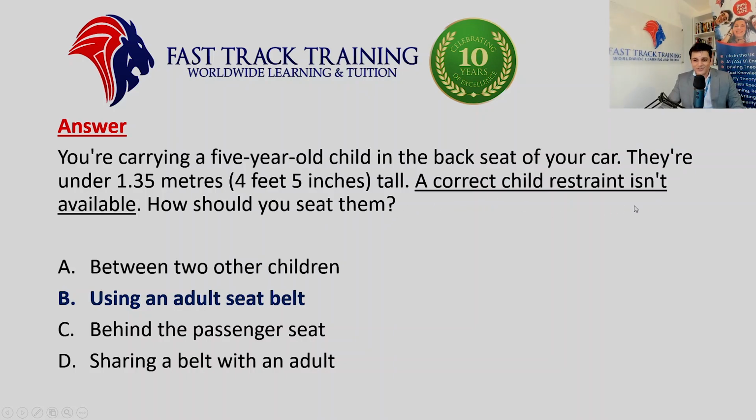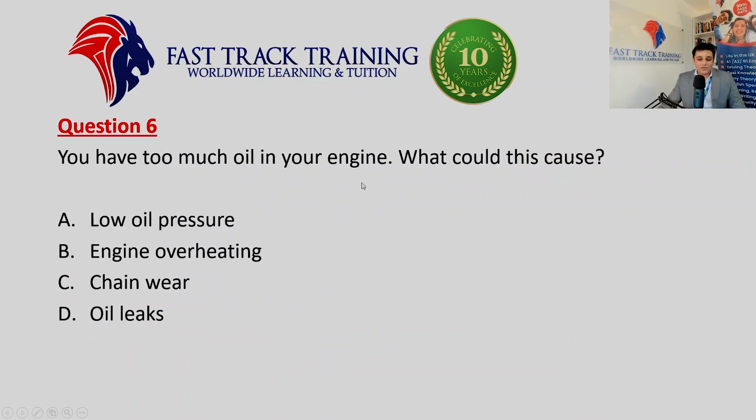So a correct child restraint isn't available, using an adult seatbelt. So you should seat them using an adult seatbelt if there's not a correct seat. You have too much oil in your engine. What could this cause? Low oil pressure, engine overheating, chain wear, oil leaks. Very simply, oil leaks. But do you see how A and D is very similar? Low oil pressure, oil leaks. Leaks mean that the oil is coming out of your car. Too much oil means that the oil is leaking out of the car.